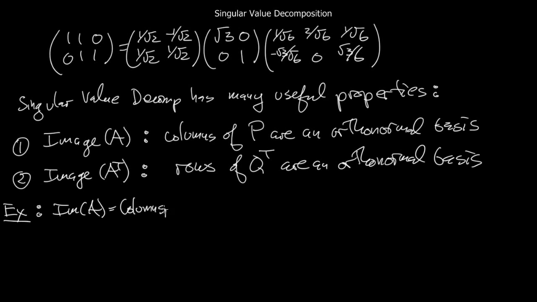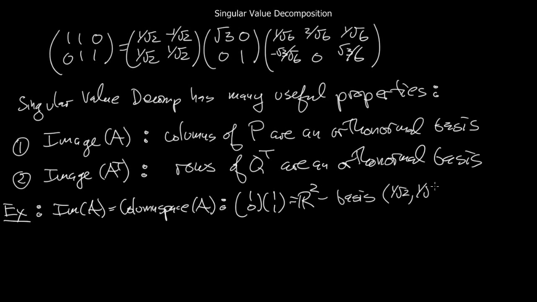So in our example, the image of A is the column space of A, which is spanned by these vectors, which is all of R2. And you see that the columns of P, these things with the 1 over radical 2's, are indeed an orthonormal basis. Here's P, and here its columns. These are indeed an orthonormal basis of R2.